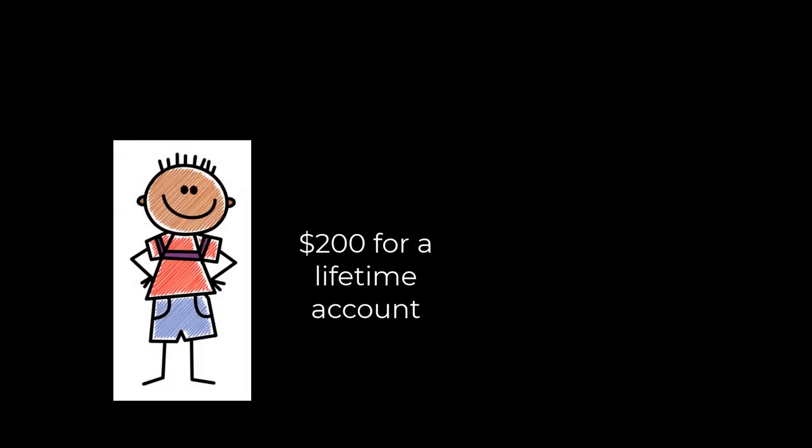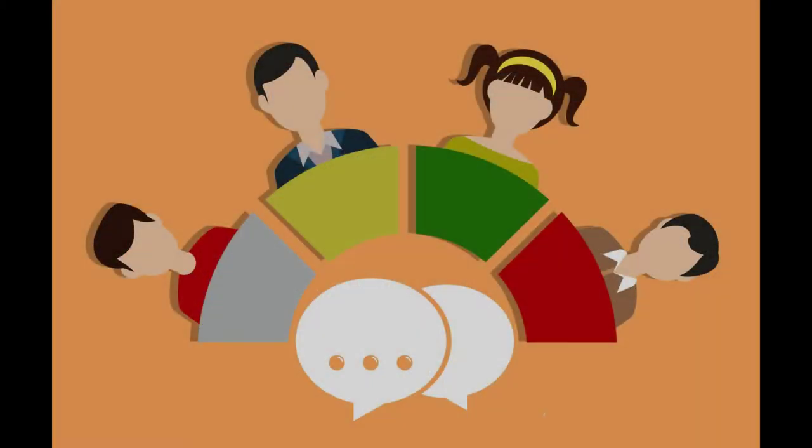fee. Individual communicator accounts normally cost $200 per account, but you can purchase a site license for $1,000 per year and access up to 100 licenses for that price. With a site license, you provide a number of account sponsorships that can be assigned to AAC users as needed.